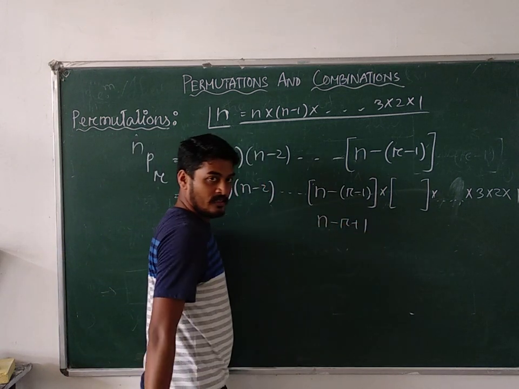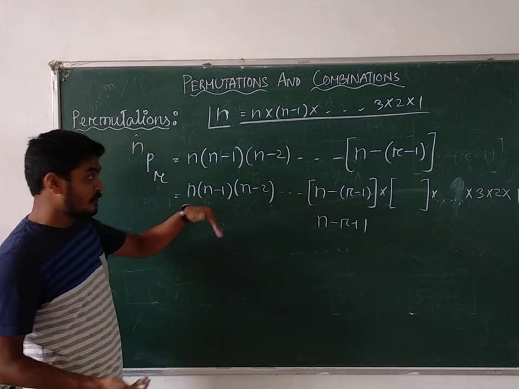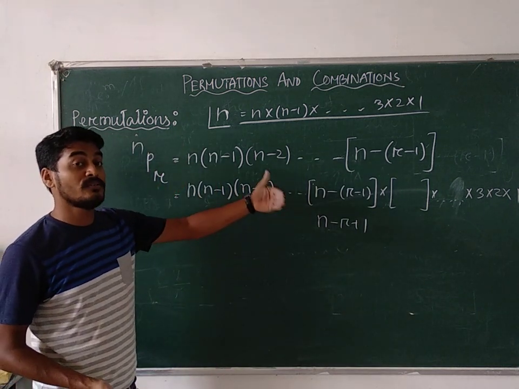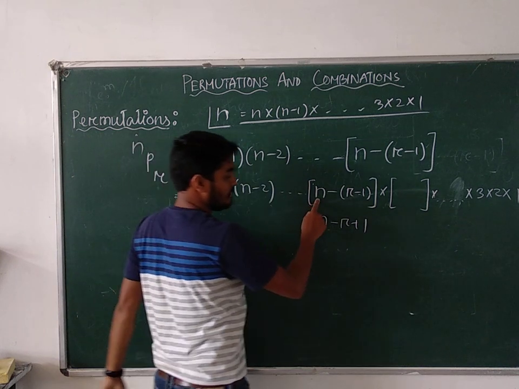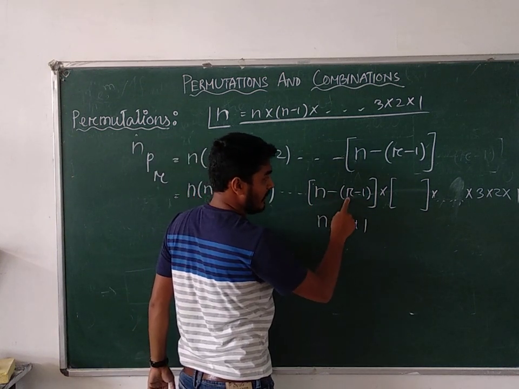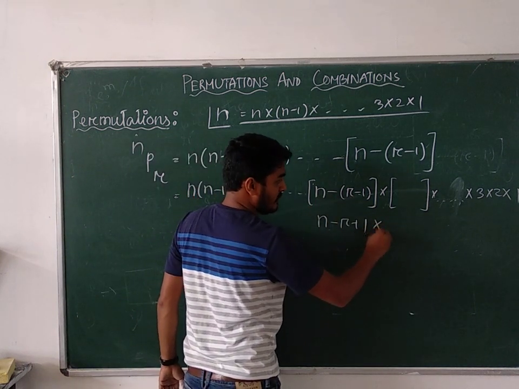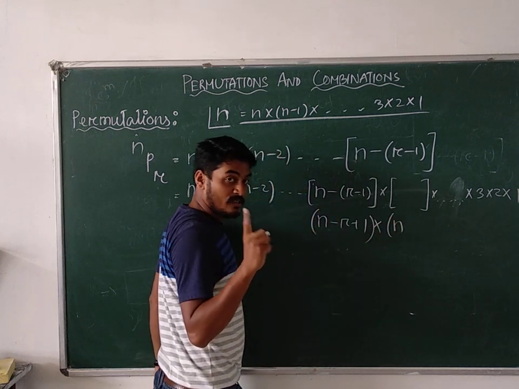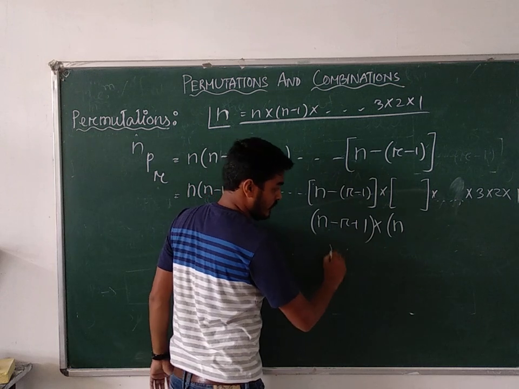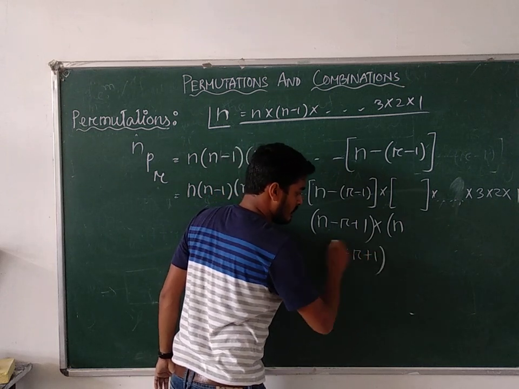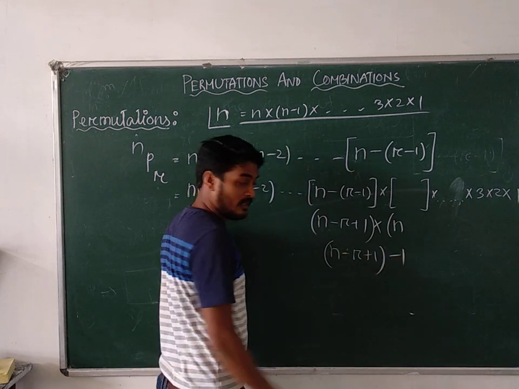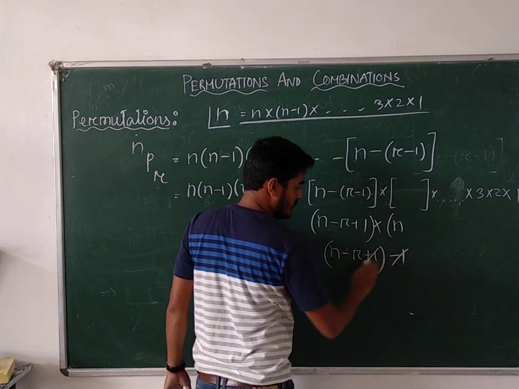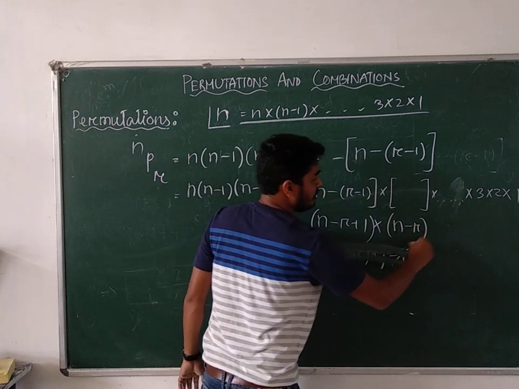Am I correct? In decreasing order, you have to decrease each term by 1. What about the value of this expression? n minus r plus 1. Then what about the next term? The next term will be, you have to subtract 1 from this term. So n minus r plus 1, then subtract 1, the plus 1 and minus 1 will be cancelled. What is the answer? n minus r. Then obviously it will be n minus r.